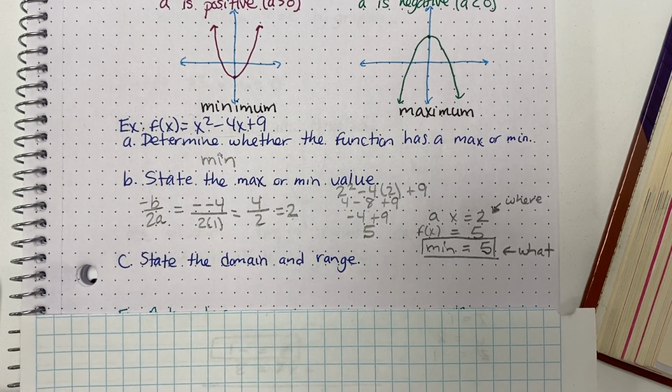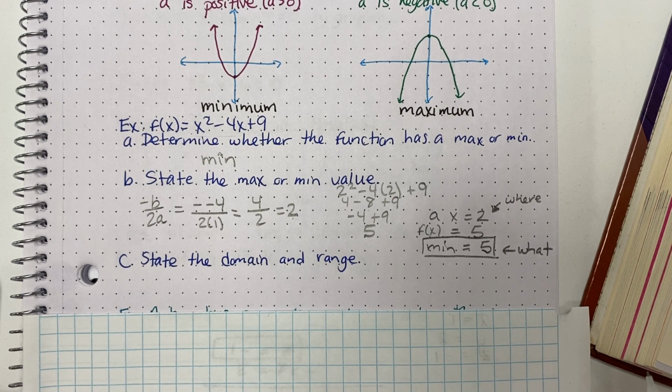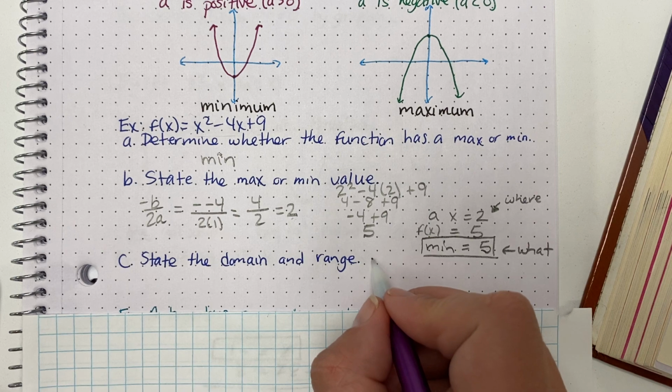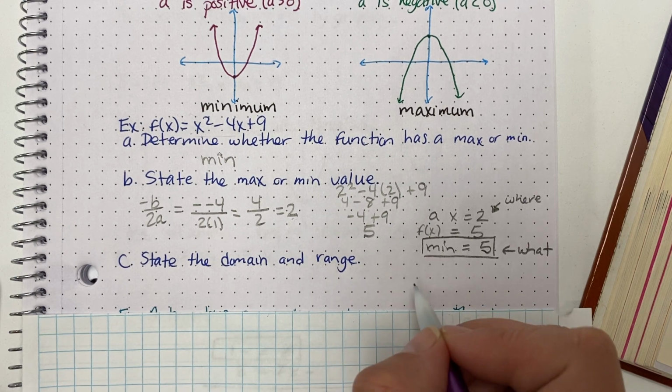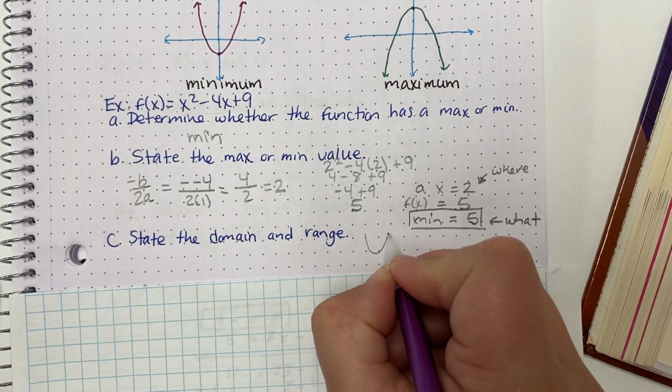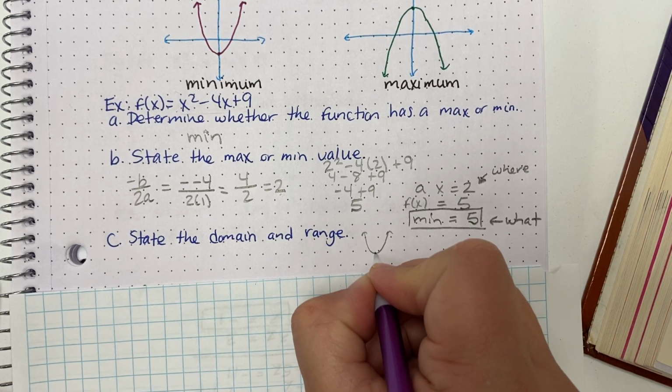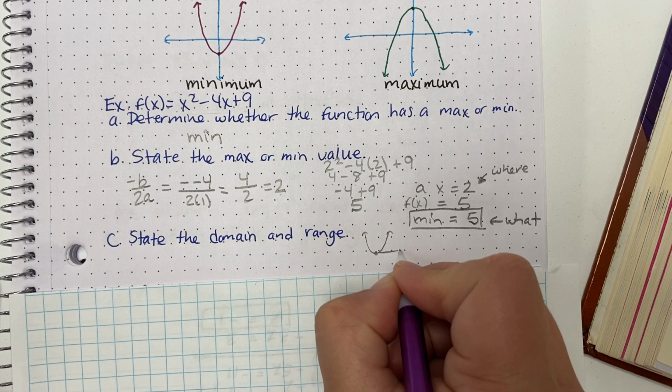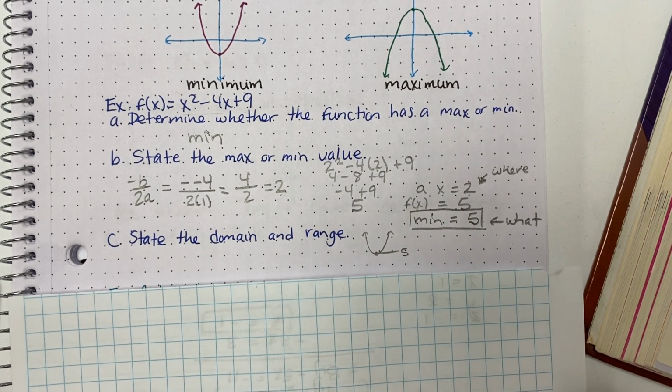All right, state the domain and the range. Okay, so let's think about it. My parabola, if I have a minimum, I'm going to have a picture like this, and right here at 5, this point here is 5. That's going to be my minimum.